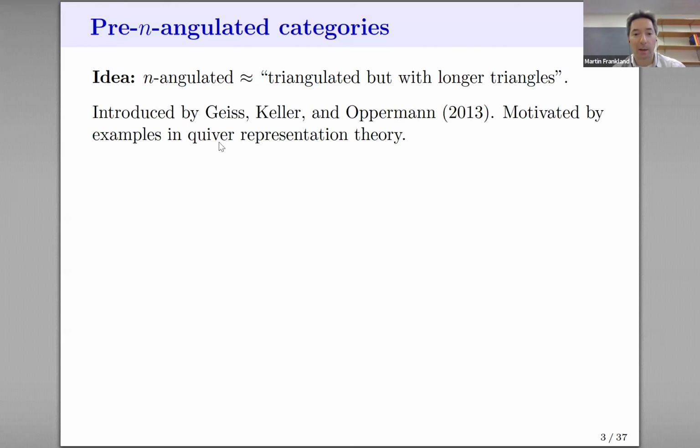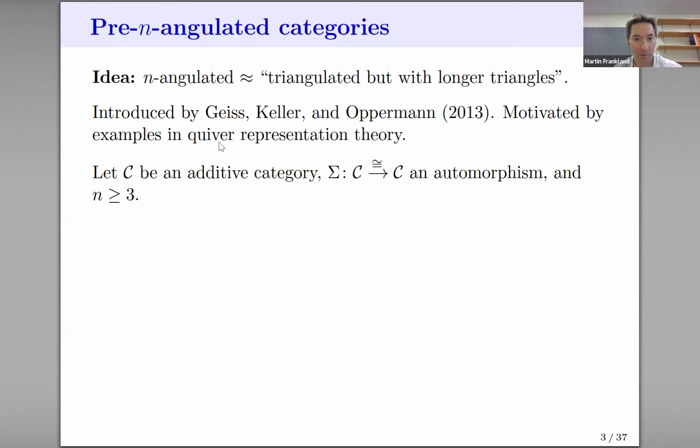They were introduced by Geiss, Keller, and Oppermann in this paper from 2013. And their main source of examples, and I'll get to that in a few minutes, was in certain derived categories in representation theory, especially representation theory of finite dimensional algebras over a field, quiver representation theory. That's where you see that kind of structure that they noticed. All right, what is that structure?